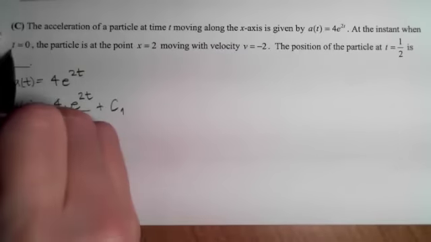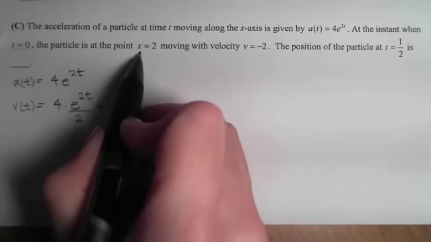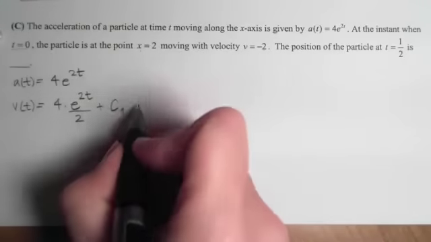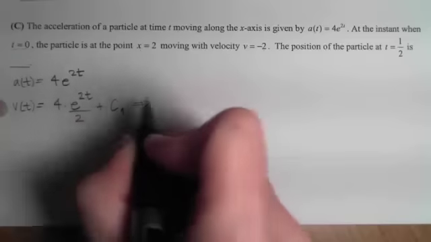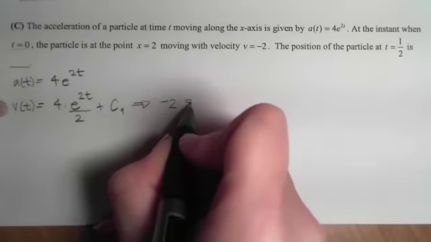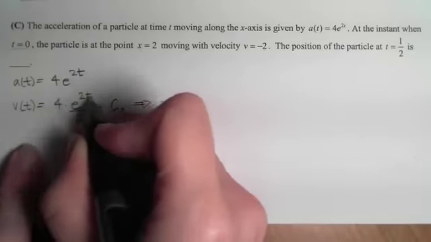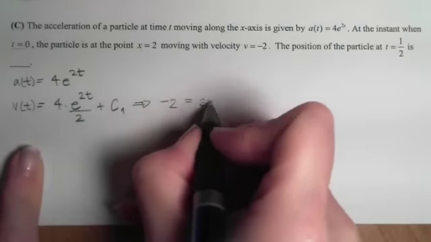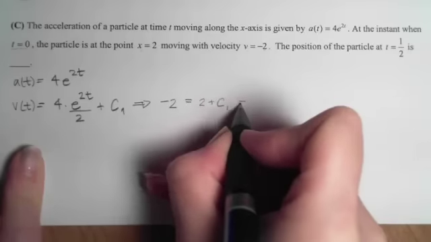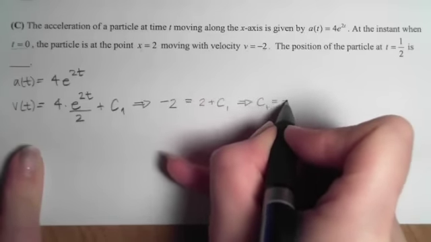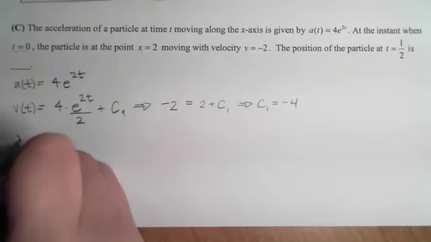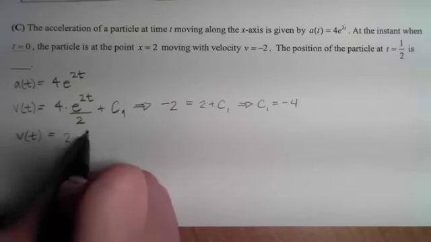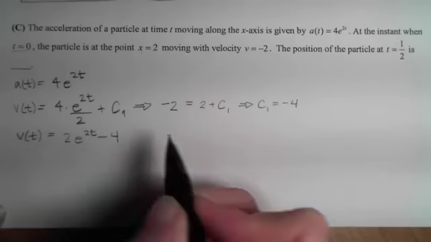I told you when t is 0, the particle's at the point, so that's position information, and moving with a velocity of negative 2. So that means I'll have a negative 2 come out of the velocity curve when t is 0. Well, e to the 0 is a 1, so that's 4 over 2 is a 2 plus a c sub 1. That means c sub 1 is negative 4. So I currently have velocity equaling 2e to the 2t minus 4.